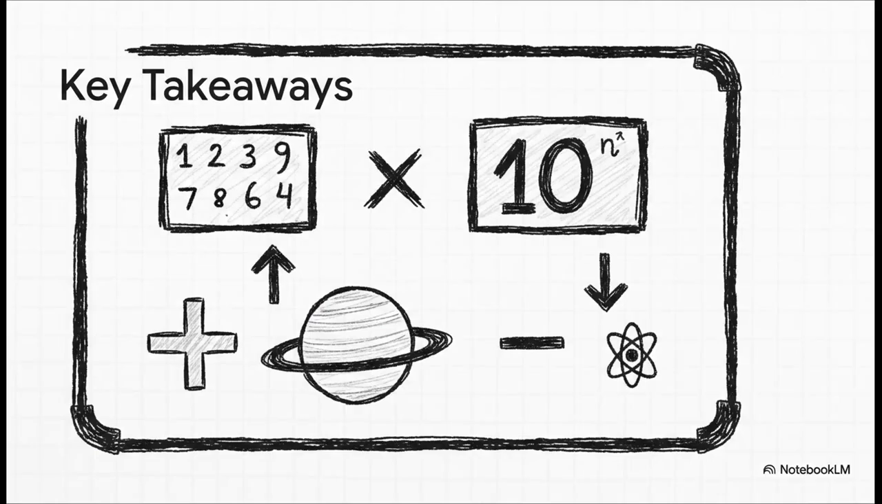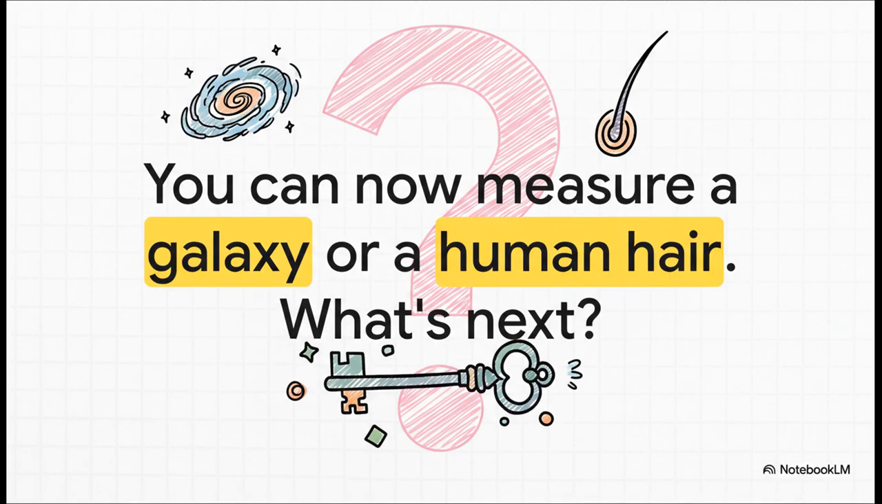So let's just lock in the most important things to remember. Standard form is always a number between 1 and 10 times a power of 10. If that power is positive, you're dealing with a big number. And if that power is negative, you know you're working with a teeny tiny one. And just like that, you now have a tool that lets you write down the biggest and smallest things in the entire universe with total clarity and confidence. So the only question left is, what are you going to measure next?